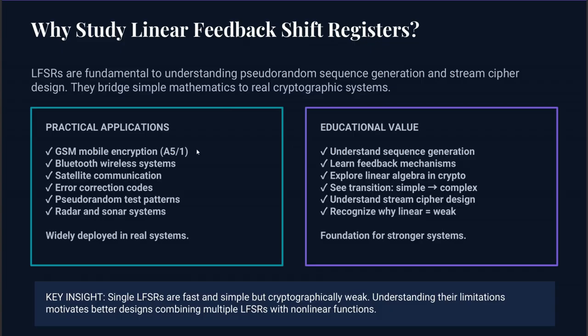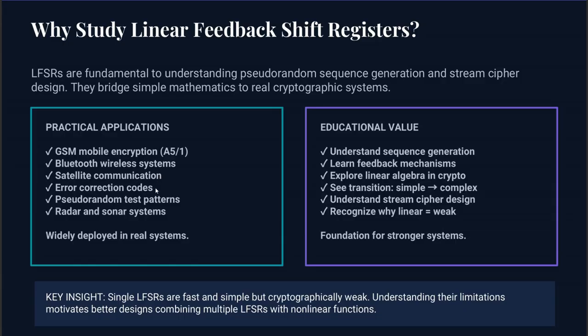Now let us look at real-world uses. GSM mobile encryption systems such as A5/1 use multiple LFSRs internally for the stream cipher generation. Bluetooth communication systems also use pseudo-random techniques for frequency hopping and synchronization. Satellite communication systems use sequence generation for reliable data transmission.